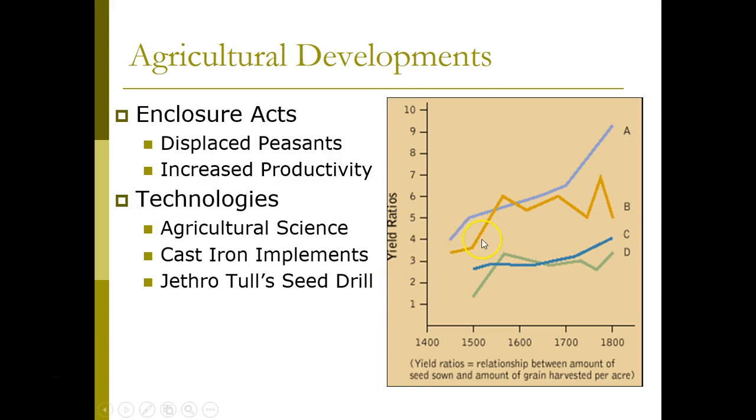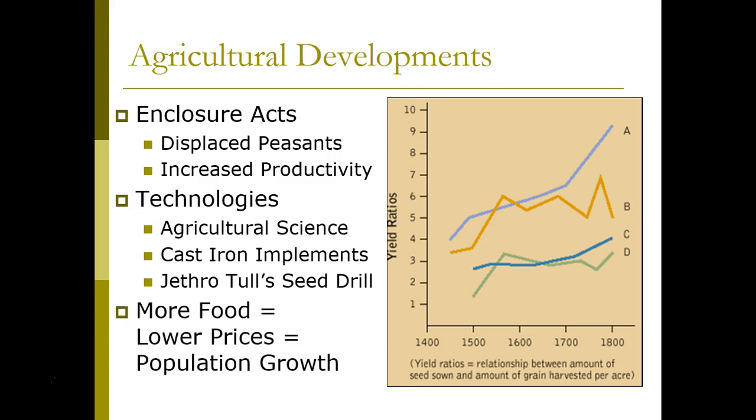I want to point out one thing really quickly about this. This line right here is France. And if you notice, right around the time of the French Revolution is when the food production starts going crazy. And you might remember one of the short-term causes of the French Revolution was that there simply wasn't enough food to feed everybody.